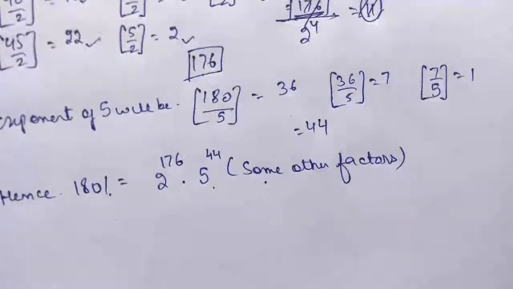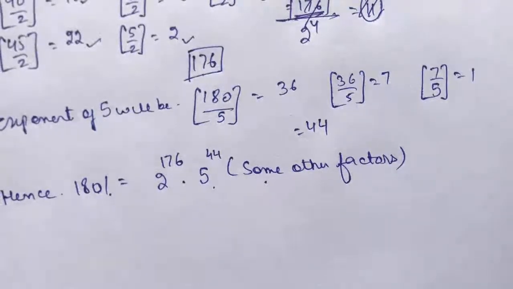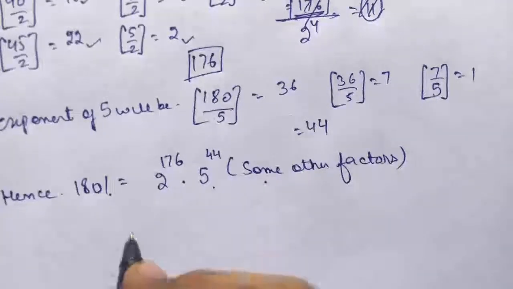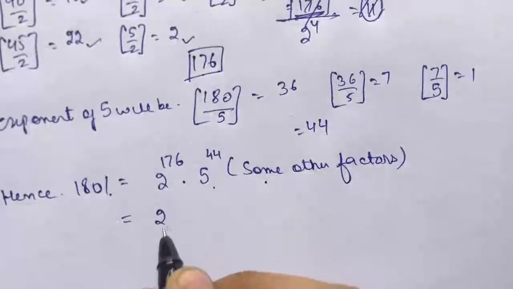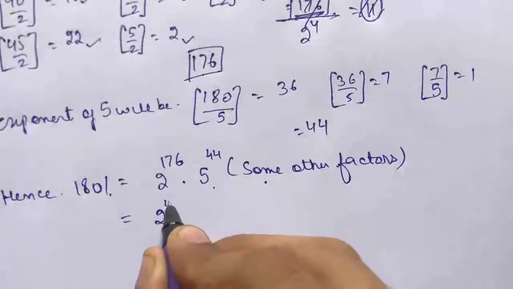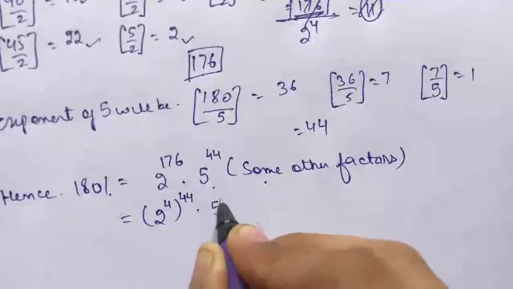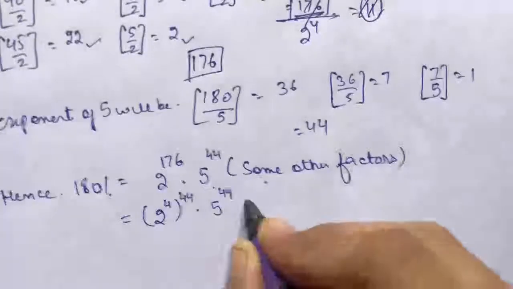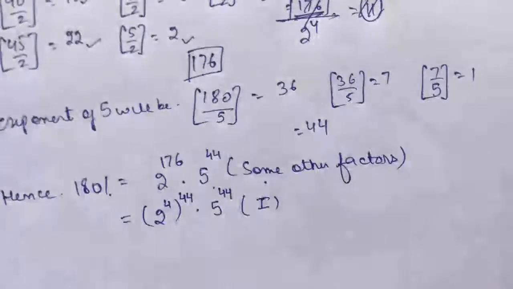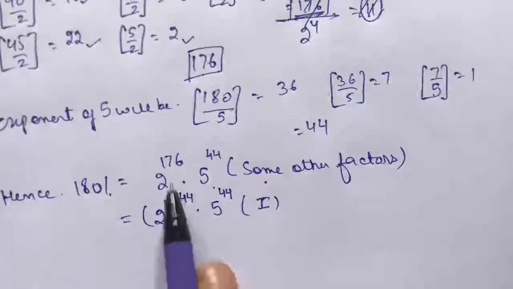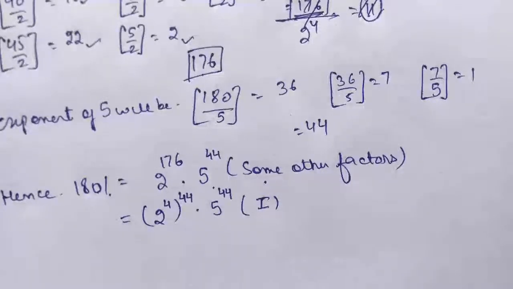Those we have not considered because they are of no use to us. So simply we have talked about 2's and 5's. What I'll do, 2 raised to the power 4 into 44 into 5 raised to the power 44 into some other factors. We can write it like this because 44 into 4 is 176.